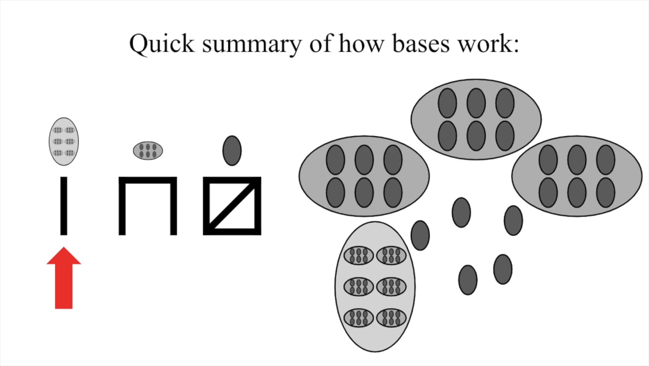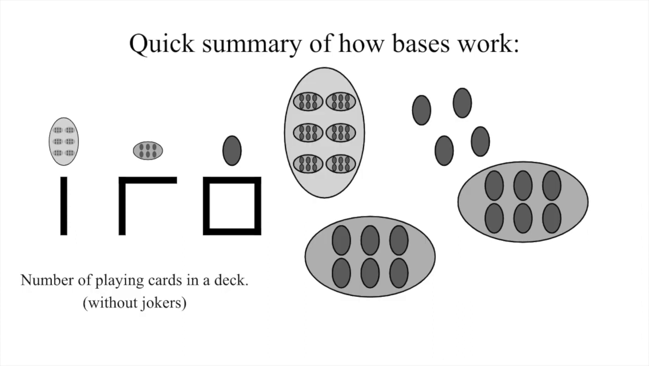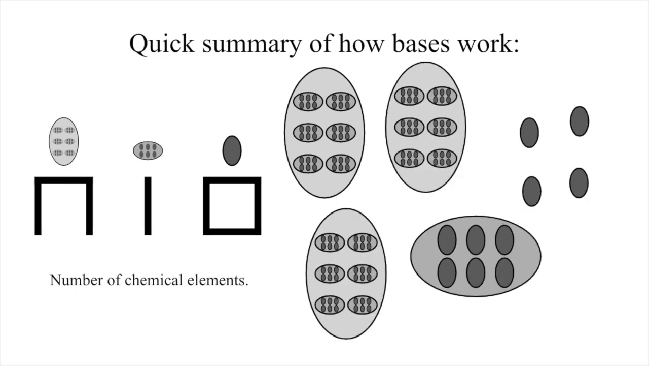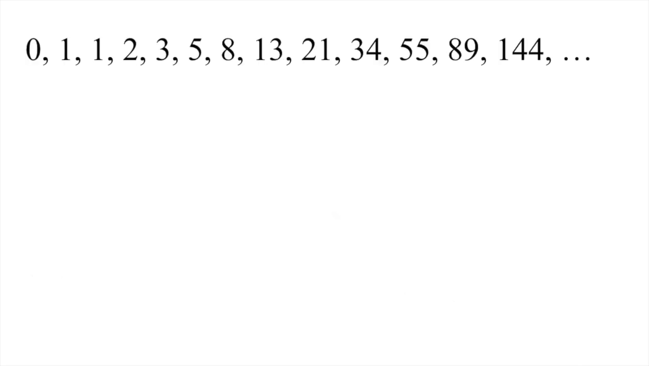As before, every single number can be written in this way. So, for example, the number of cards in a playing card deck is one metagroup of six groups of six, two groups of six, and four ones. And the number of elements in the periodic table is three metagroups of six groups of six, one group of six, and four ones. Now that we're all on the same page, we can go back to the Fibonacci sequence.